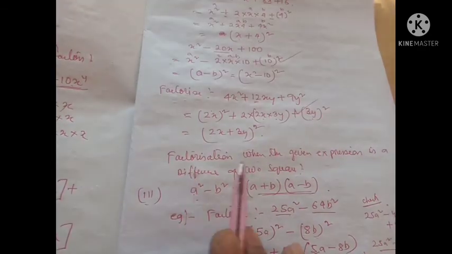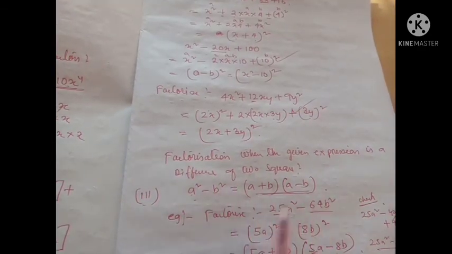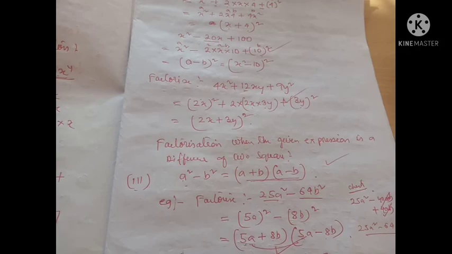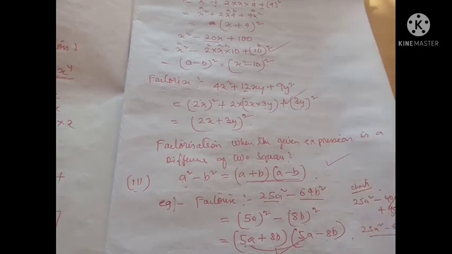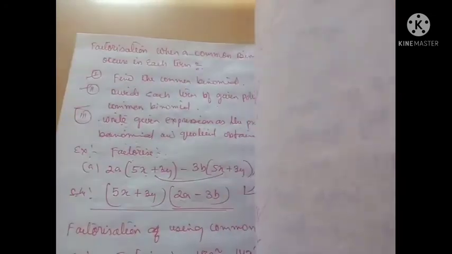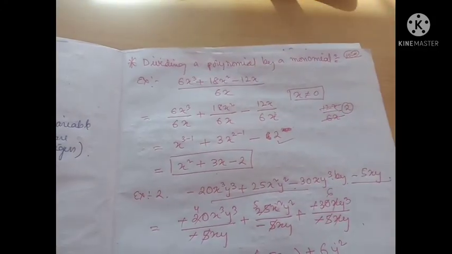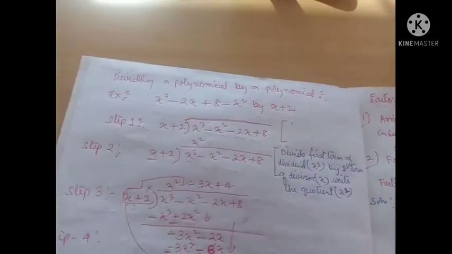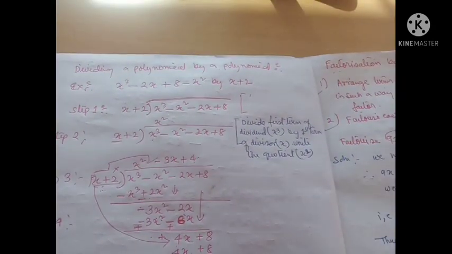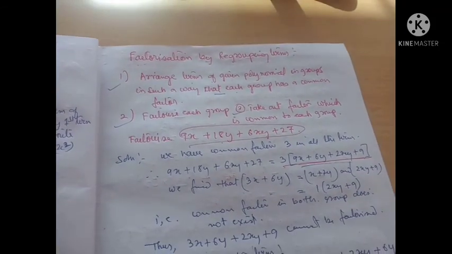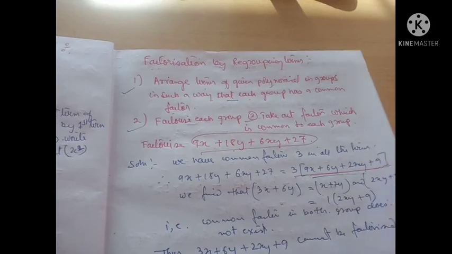And another one is factorization when the given expression is a difference of two squares. For this also we have completed the examples. And in part 2 we did the division of algebraic expressions: division of monomial by monomial, and dividing a polynomial by monomials. And again, dividing a polynomial by the long division method. We have calculated the long division method already. And the factorization by regrouping the terms, regrouping the terms also we have done already in this exercise.